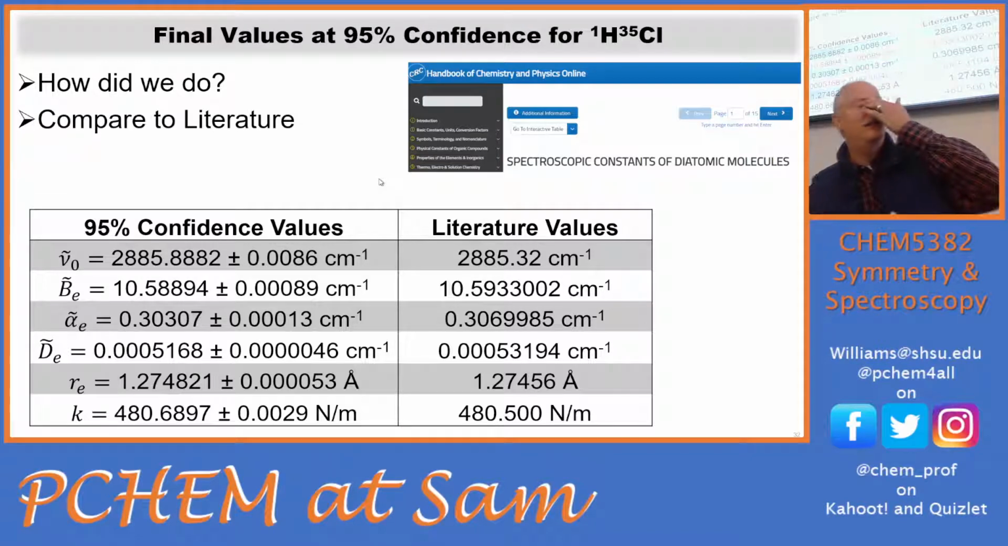Oh, and also, how did we do? Let's compare this to the literature. It's close, but there's definitely something, I won't say wrong, something different in our analysis versus what the analysis was done for the literature values. We're very certain of our values, okay? So our values are incredibly precise. But here's our literature value, 2885.32, and is that within our range here?